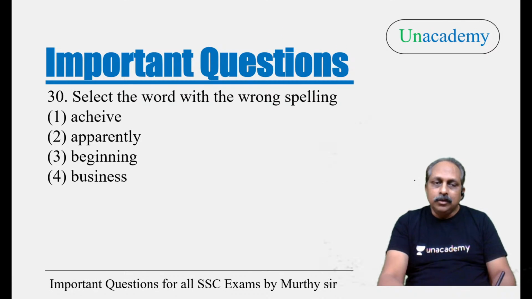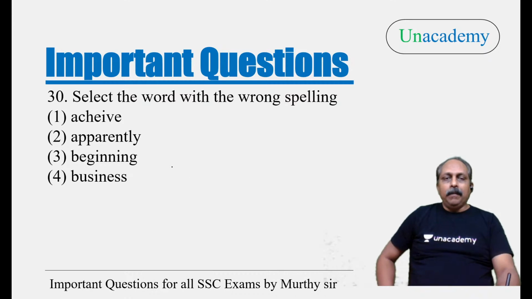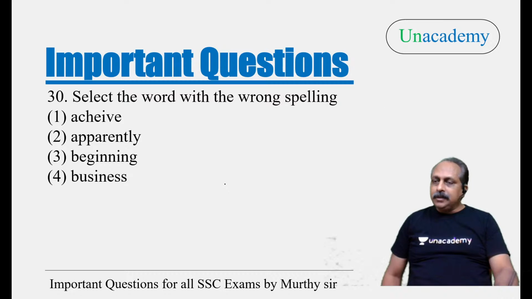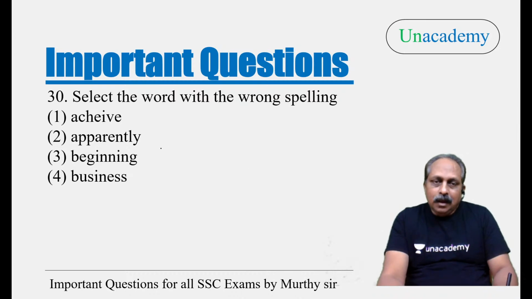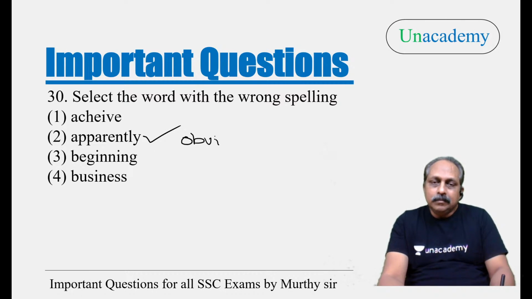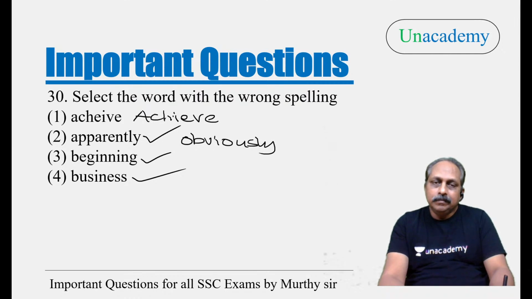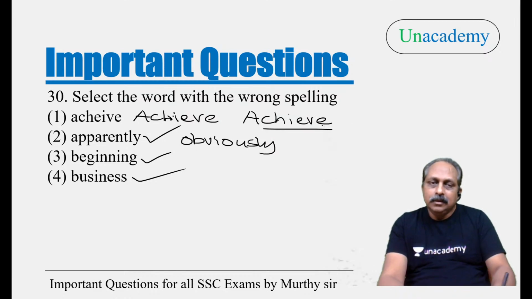Select the word with wrong spelling. Apparently, achieve, apparently, beginning, business. Apparently means obviously. Nothing wrong. Beginning, nothing wrong. Business, nothing wrong. What is the spelling of achieve? I-E-V-E. It is A-C-H-I-E-V-E. Achieve. This is not the correct spelling.